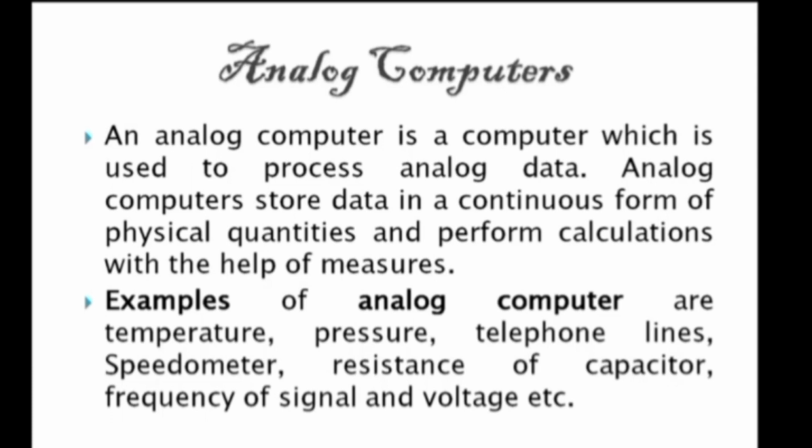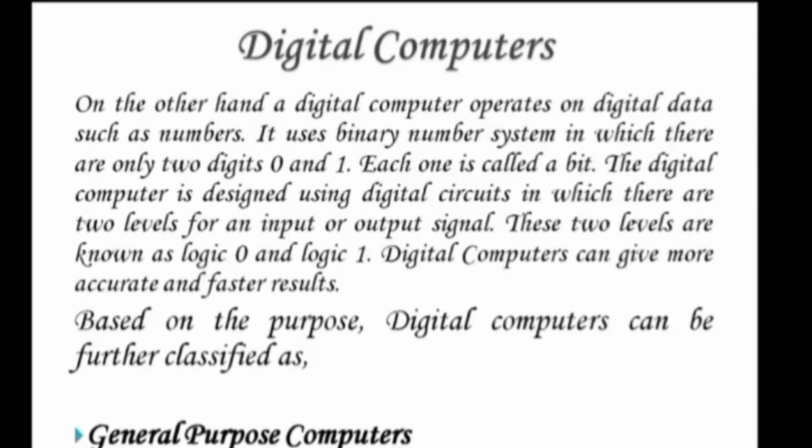Basically, these are the computers that are used to measure physical quantities like temperature, pressure, telephone lines, speedometer, resistance of capacitors, frequency of signals, and voltage. These are some examples of where we use analog computers. Now the next is digital computers.